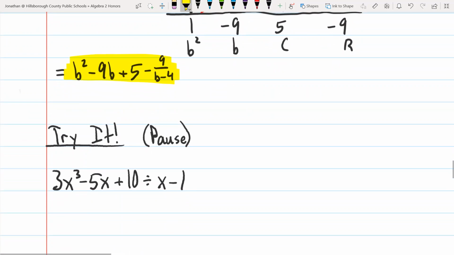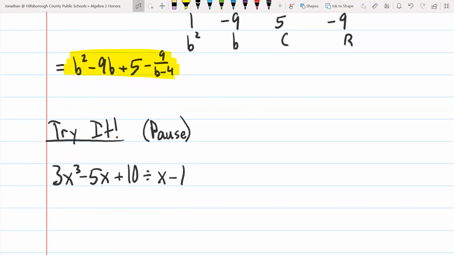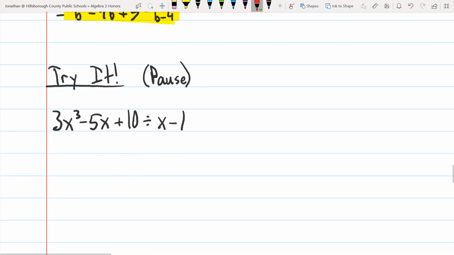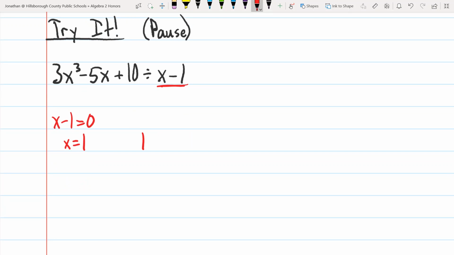All right. This is your try it problem. Go ahead and pause the video and give it a shot. All right. x minus 1 equals 0. Solve it. We get 1, so 1 goes in the box, and we're going to print out the coefficients. Now, that's 3x cubed. We're missing a 0x squared, negative 5x, and positive 10. 10 is the coefficient in that one.